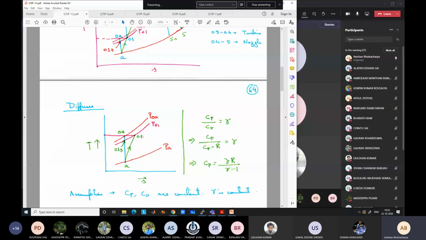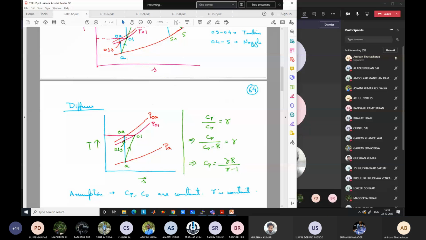Remember, the velocity is becoming negligible. So at this point the static and stagnation pressures are almost similar. So actually stagnation pressure is reduced, and static pressure also. So instead of P0A, stagnation pressure actually becomes P01, because of frictional losses. But stagnation temperature and enthalpy still remain the same. T0A is equal to T0. Is this point clear to everyone?